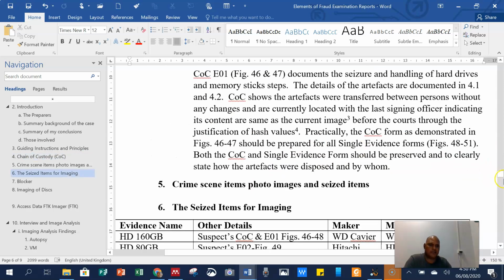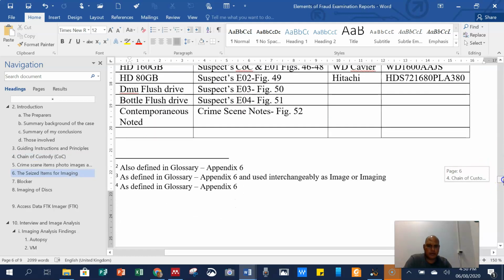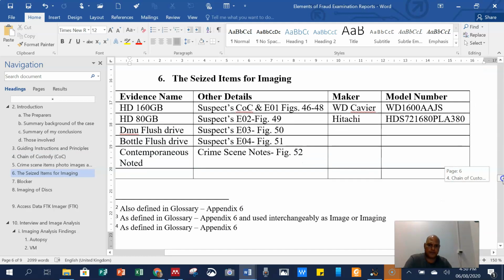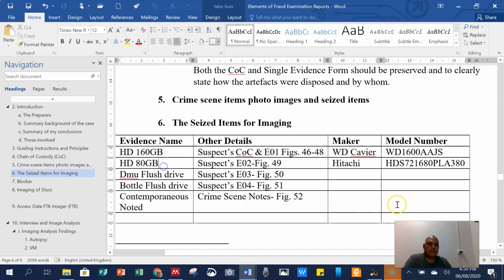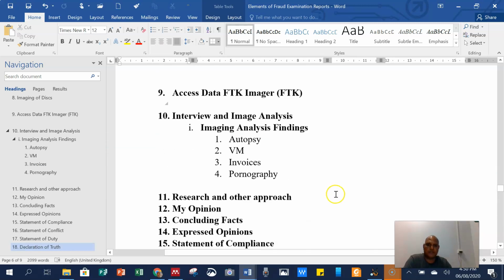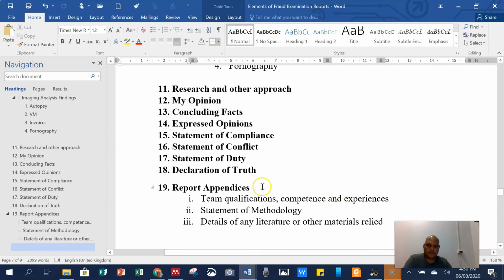So these are examples of doing a report. This is also in terms of the information that is seized during the crime scene. They also need to be detailed. You have photographed, but then you have the information that relates to the information that you imaged and captured. So a lot of things, but these are the summary of what is expected.